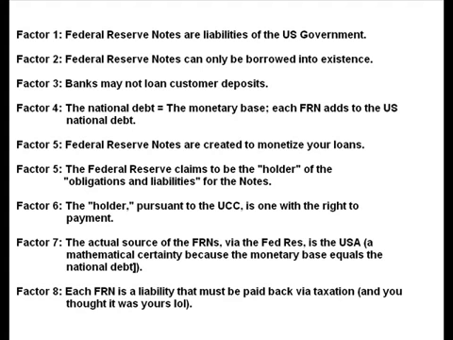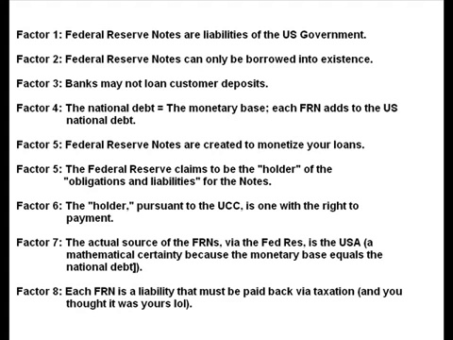As we know from recent videos and our look into the Uniform Commercial Code, the holder, Factor 6, pursuant to the Uniform Commercial Code, is one with the right to payment. So, yes, they are holding all the liabilities, and they are the ones with the right to payment on those liabilities. Part 7. The actual source of the FRNs via the Federal Reserve is the USA, your government.